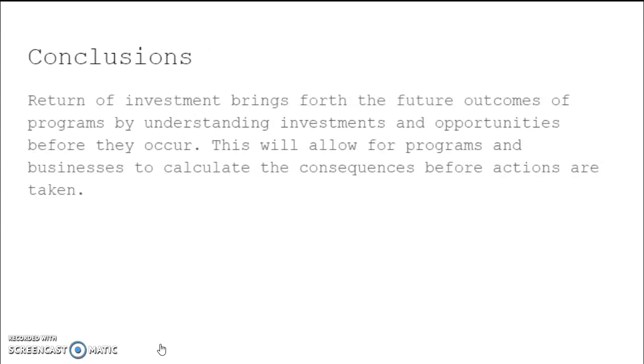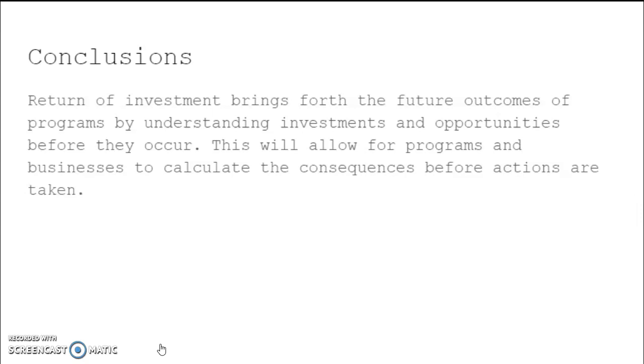Return on investment brings forth the future outcomes of programs by understanding investments and opportunities before they occur. This allows for programs and businesses to calculate the consequences before actions are taken. Without ROI and instructional design, there would be an increase in trial and error, which would be costly and time-consuming.